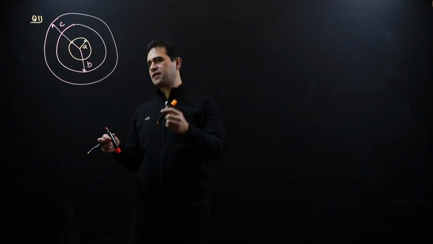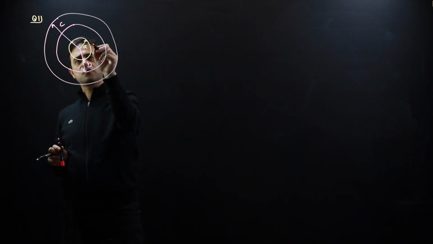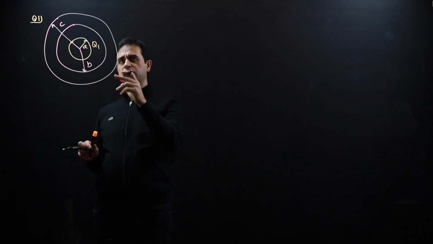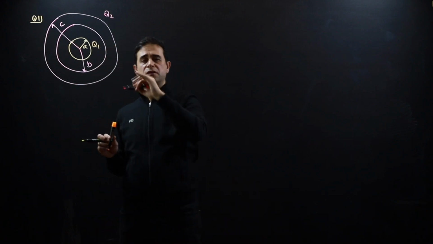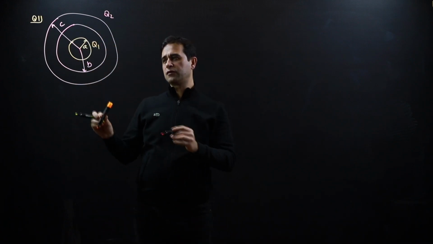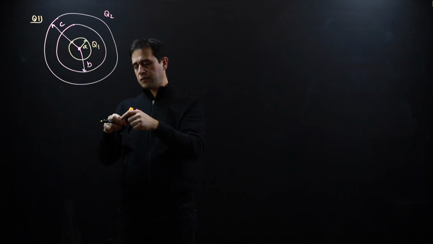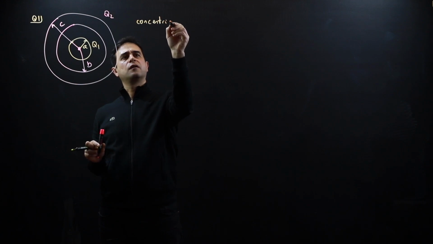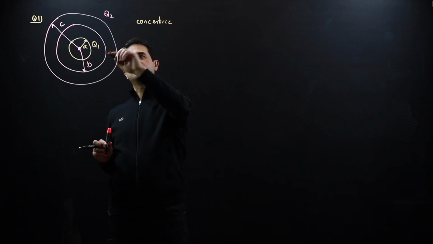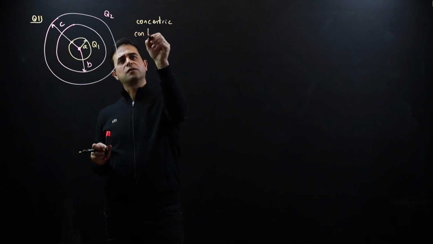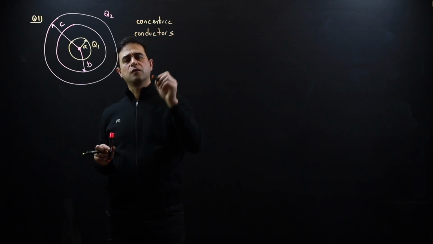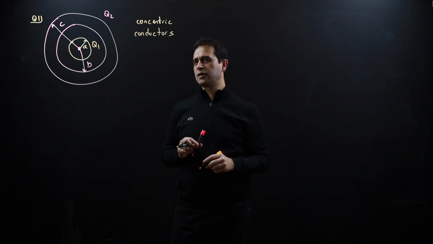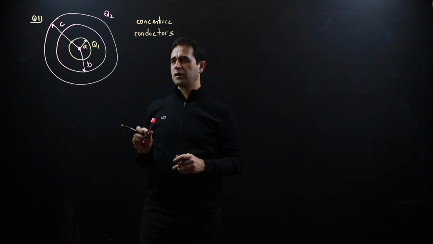Let's give a charge to the inner sphere, the conducting sphere. Let's make it Q1, and let's take the charge of the outer sphere to be Q2. They're concentric, write it down: concentric, and both of them are basically conductors. This is a very nice example for Gauss's law.